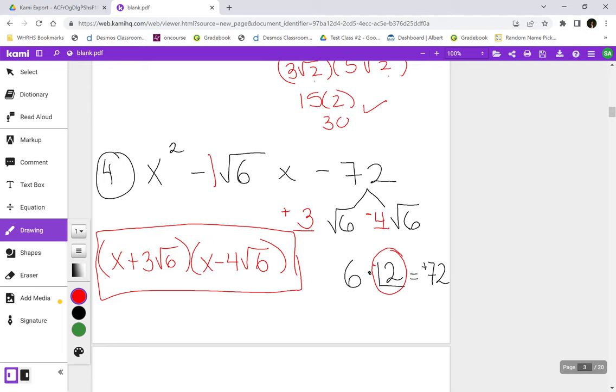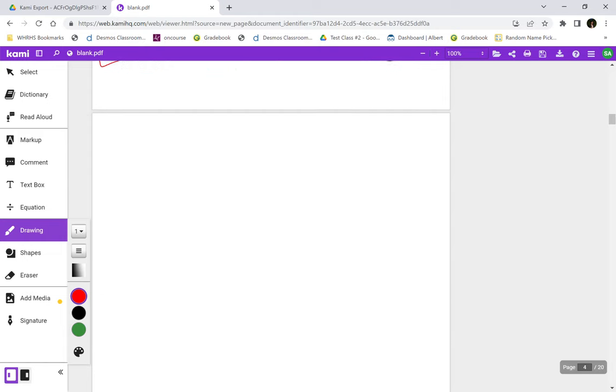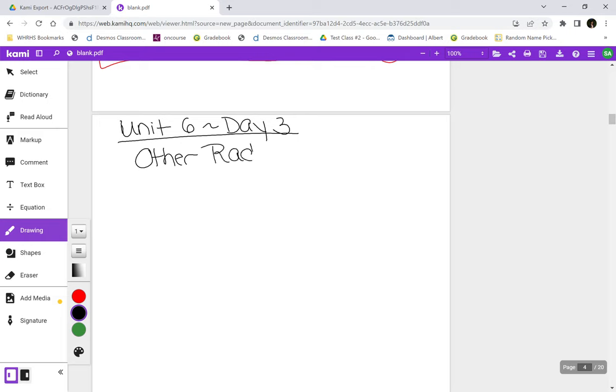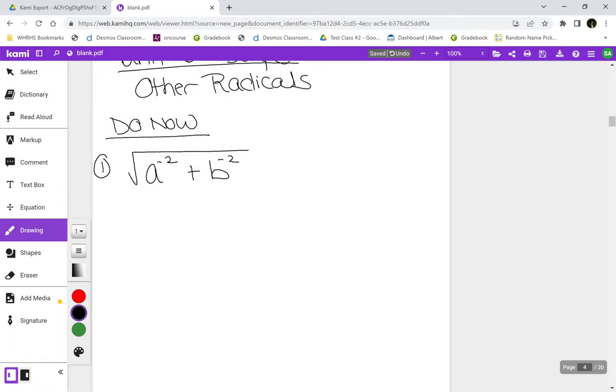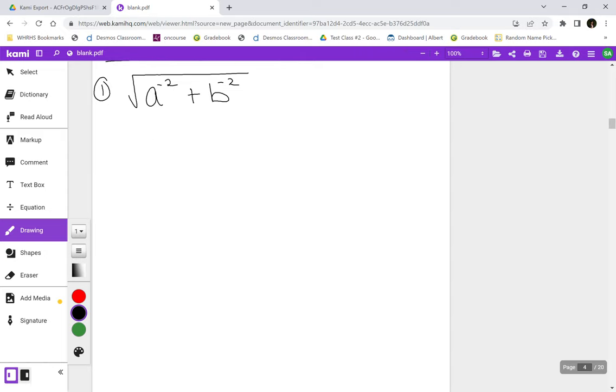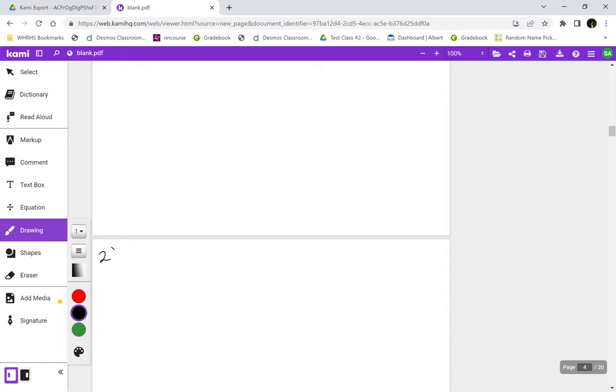I do have a do now for you. We're probably not going to finish this lesson today. We'll see how far we get, because the do now itself will take a while. So we are Unit 6, Day 3, and this is just titled Other Radicals. I have 2 do now problems for you. Here's the first one.